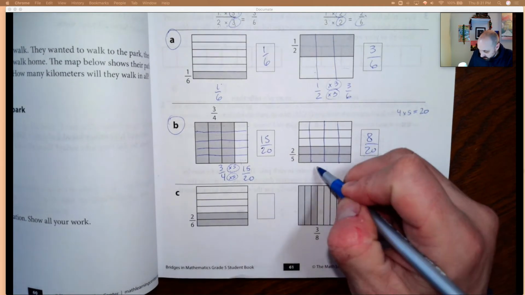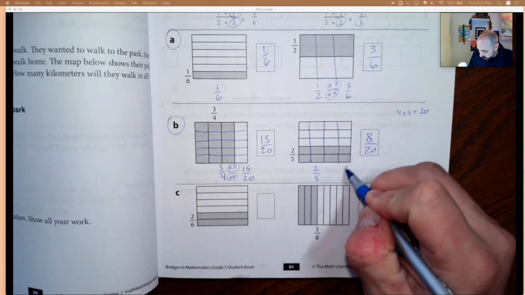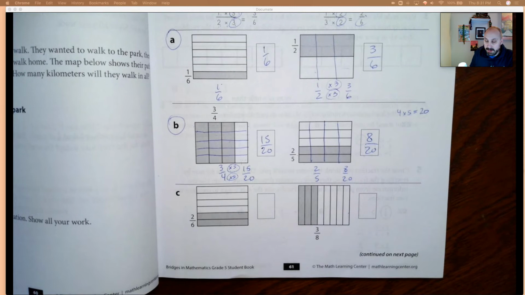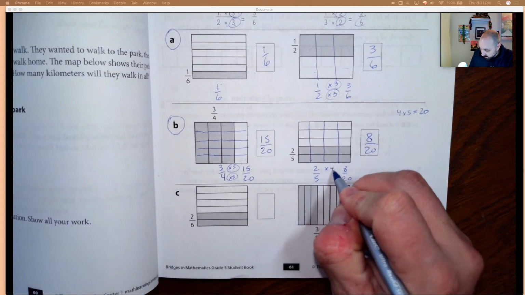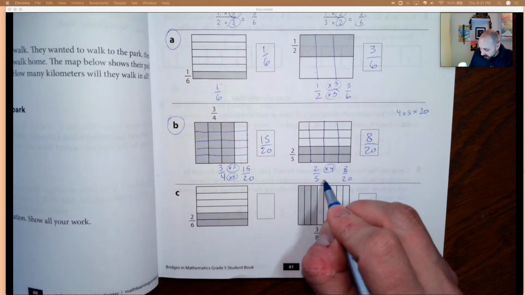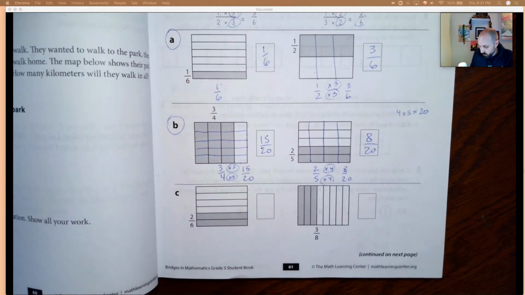Same thing with the 2/5. How did we get from 2/5 to 8/20? What did we multiply by? The numerator and the denominator, the same number. 2 times 4 is 8, and 5 times 4 is 20.